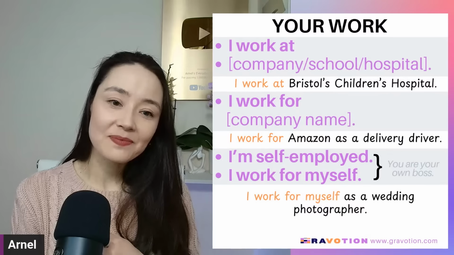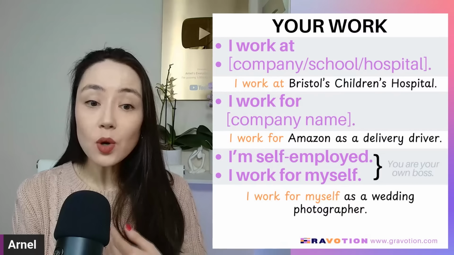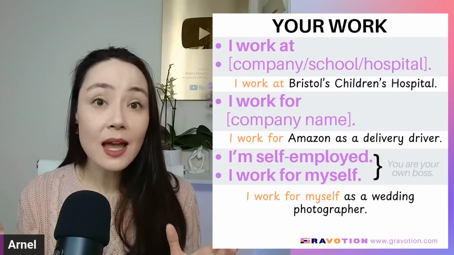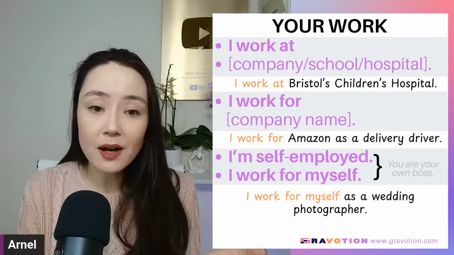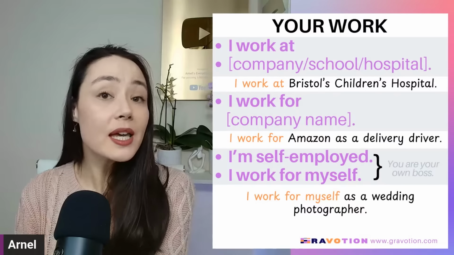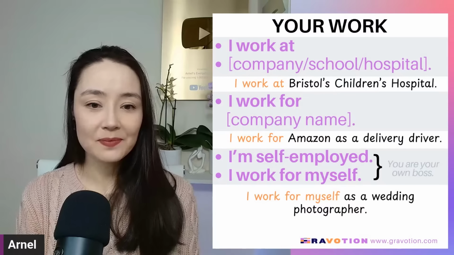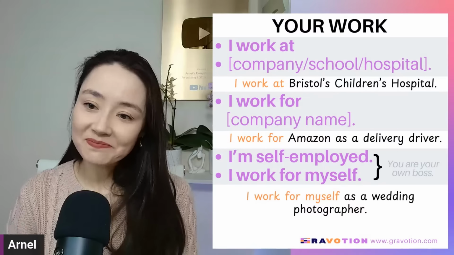Last one. I'm self-employed. Or I work for myself. Both of these are very clear. They mean the same thing. This means you are your own boss. You don't have a boss. Oh, she's self-employed. He works for himself. It's clear we're speaking about jobs. I work for myself as a wedding photographer.